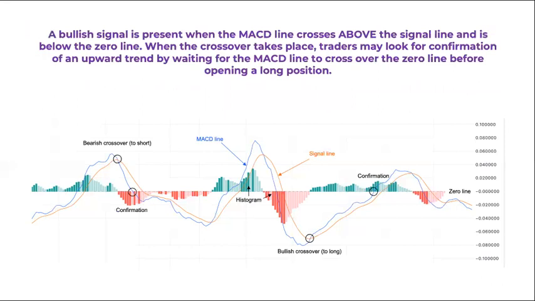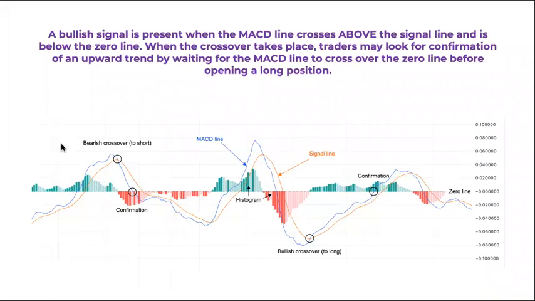Now, next. A bullish signal is present when the MACD line crosses above the signal line and is below the zero line. Repeat again. A bullish signal is present when the MACD line crosses above the signal line and is below the zero line. This is what we call a bullish crossover. When the crossover takes place, traders may look for confirmation of an upward trend by waiting for the MACD line to cross over the zero line before opening a long position.